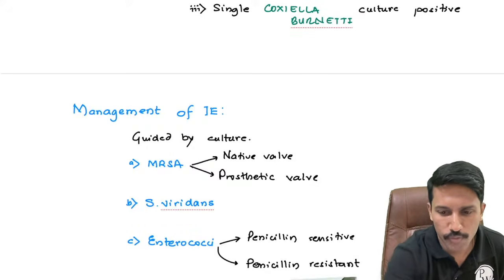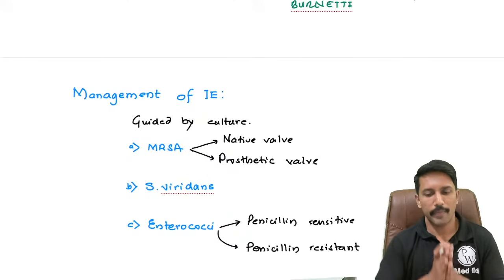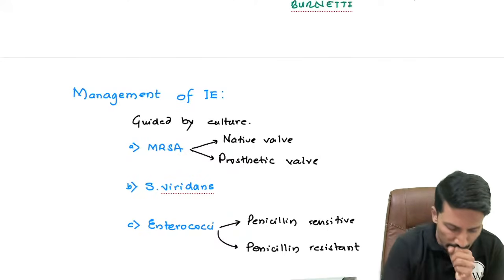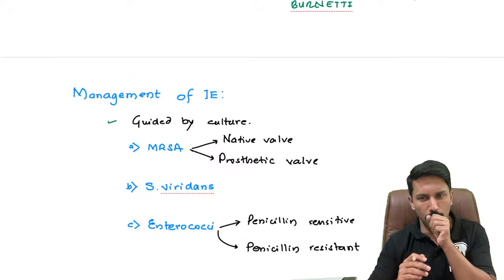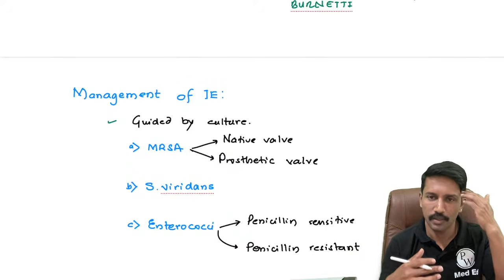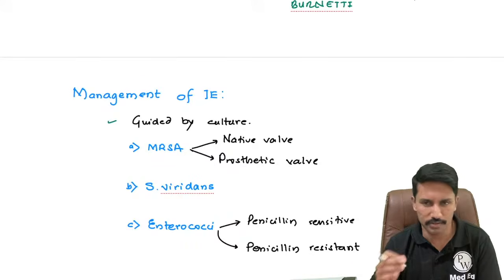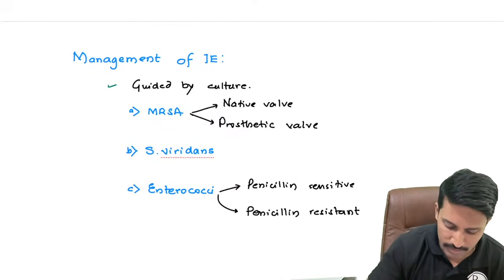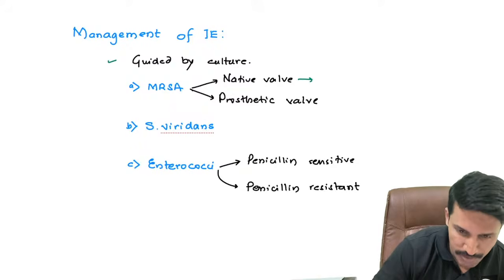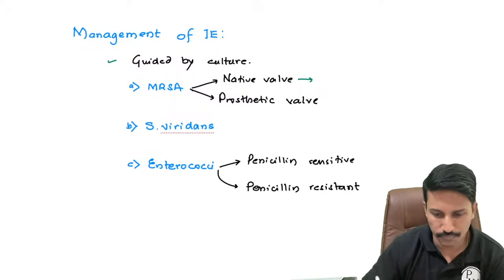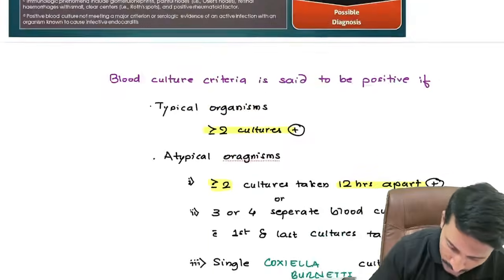Once we have diagnosed the infective endocarditis, then comes the question of management. Management is to be guided by culture. I want you to mention this word there, that management is to be guided by culture. It's not like, okay, I have diagnosed infective endocarditis, whatever antibiotic comes to my mind, I'll give. Based on what organism is isolated on the culture, we choose the antibiotic. So if it is the staph aureus and it is the native valve endocarditis, means patient is not a patient of prosthetic valve.